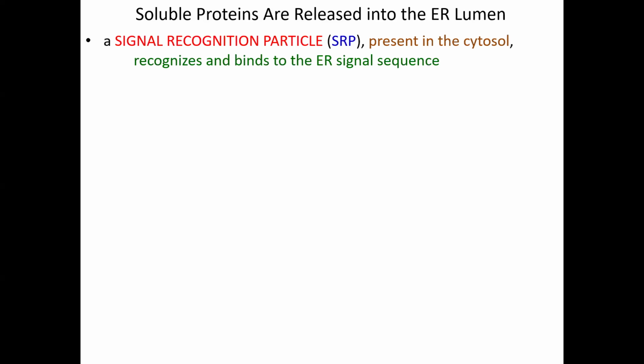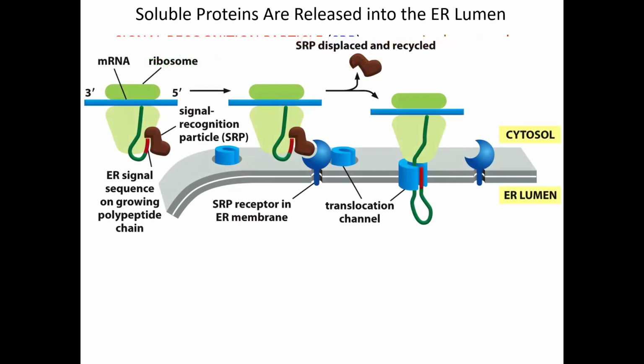The ER signaling sequence, the first 6 to 15 amino acids on the amino terminal end of this protein, is recognized and bound by an SRP, a signal recognition particle. What the nuclear transport receptor did for the nuclear localization sequence is what the signal recognition particle does for an ER signaling sequence. It's a protein that recognizes and binds to an ER signaling sequence when that sequence emerges from a ribosome.